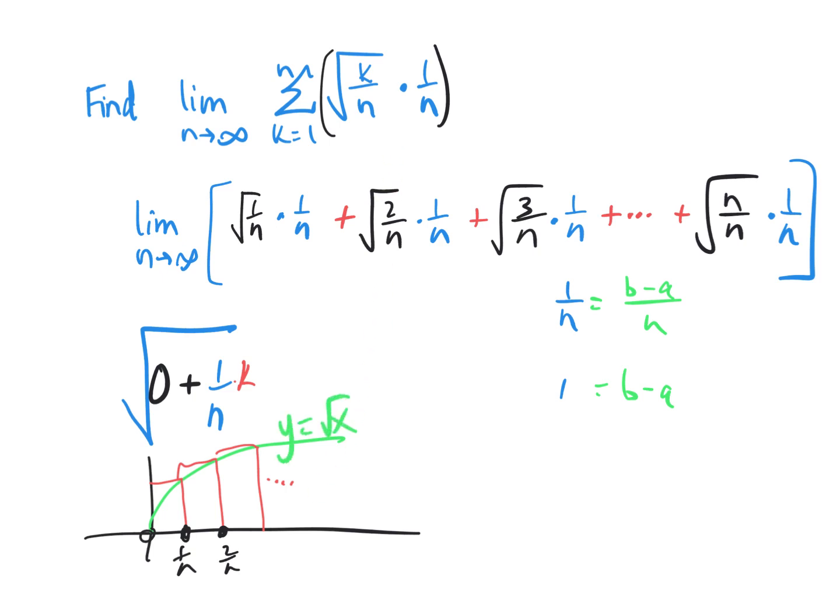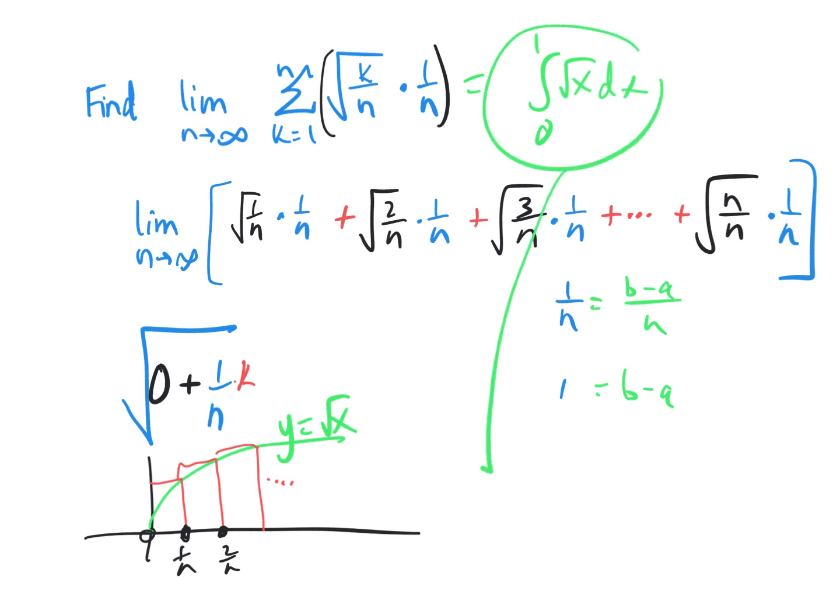And this expression, therefore, must just be the definite integral from 0 all the way up to 1 of the square root of x dx. And so we can easily find that value by doing the antiderivative, evaluating from 0 to 1, and we get 2/3 minus 0, or just 2/3.